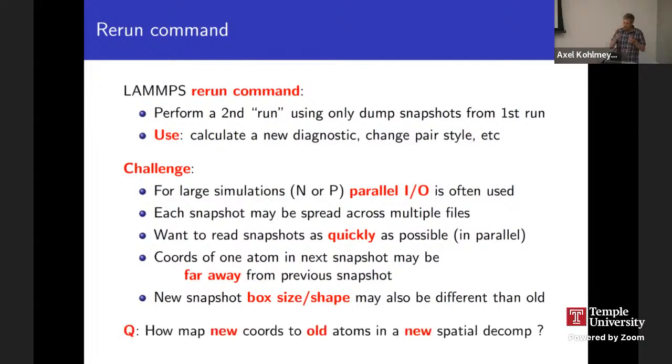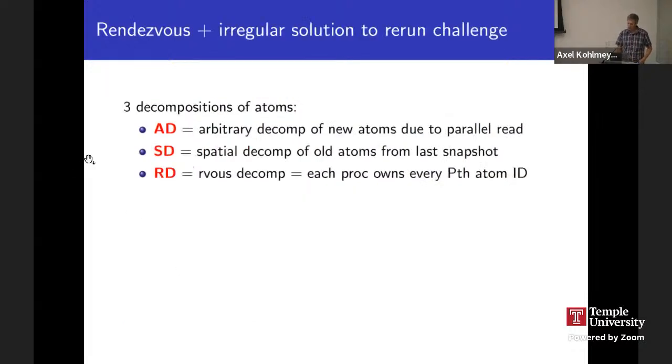So the question is how to map these new coordinates to the old atoms and also get the new old atoms to a new spatial decomposition. So here's how the rerun command can do that. It's with a rendezvous plus irregular solution. We're really going to consider 3 decompositions of atoms.